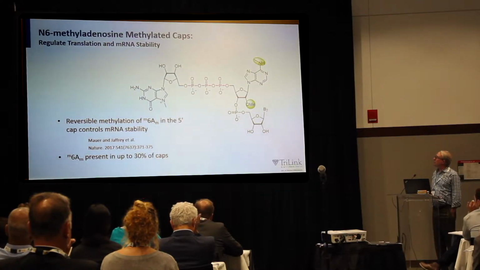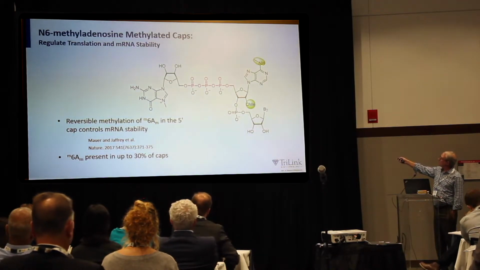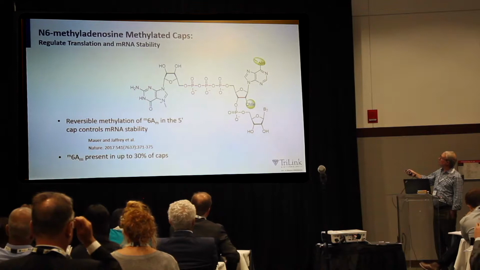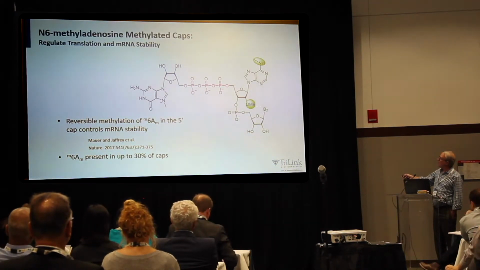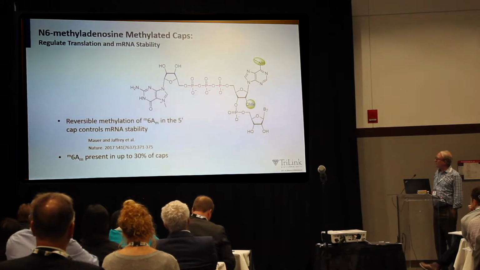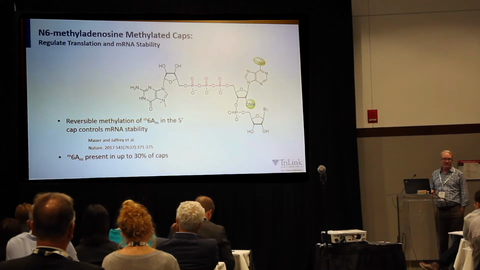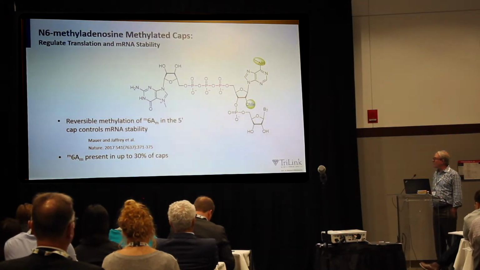There's also another additional cap that's been recently appreciated, which we call m6Am. And so that is at the N6 position of adenosine here. There's an additional methylation event in addition to this methylation to make cap one. And there's a really nice paper that I recommend to you from our collaborator, Sammy Jaffrey, in Nature recently, where they showed that m6Am was very prevalent in up to 30% of caps in eukaryotic messages, and that they had evidence that it regulated translational initiation and mRNA stability. And I'll tell you a little bit about that and show you some data a little bit further on in the talk.